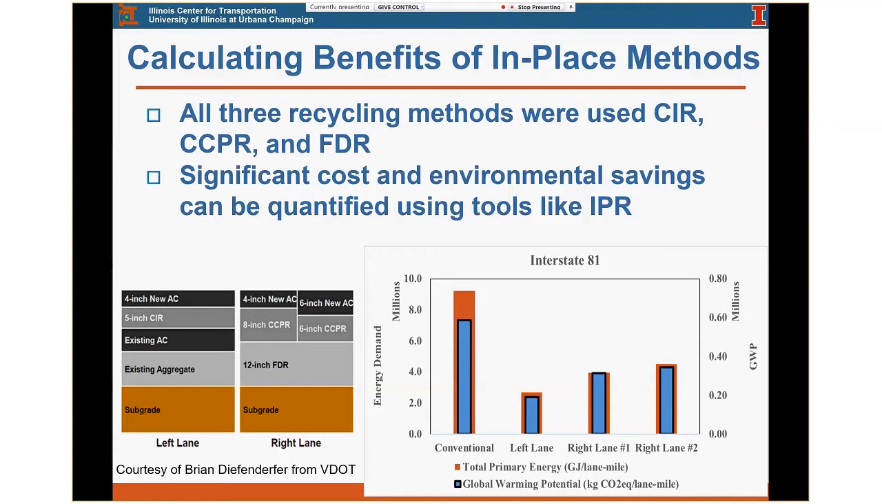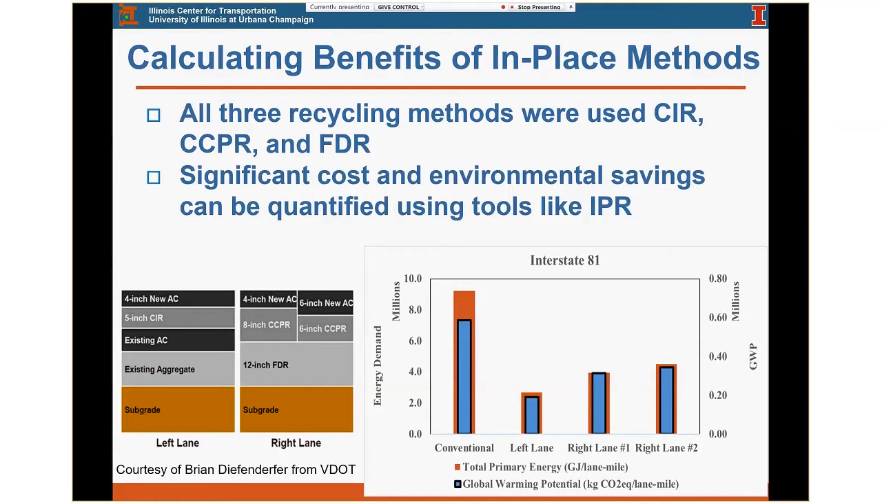That really shows us that in addition to cost savings, in this particular project, there were also significant reductions in the environmental impacts. And this I-81 was built in 2011, and the performance of those sections is satisfactory according to Virginia Department of Transportation's historical performance data, condition data.